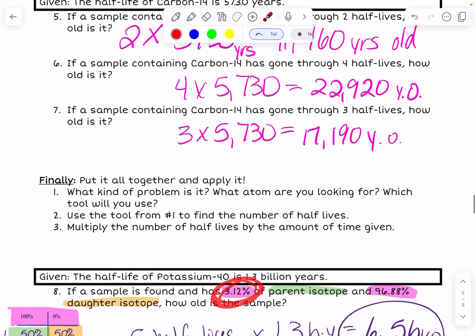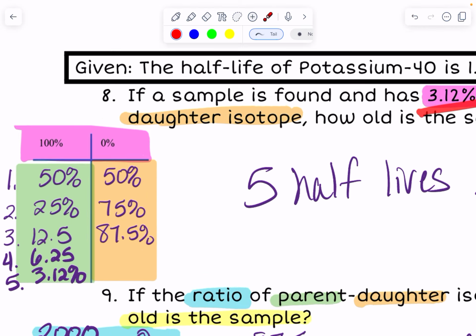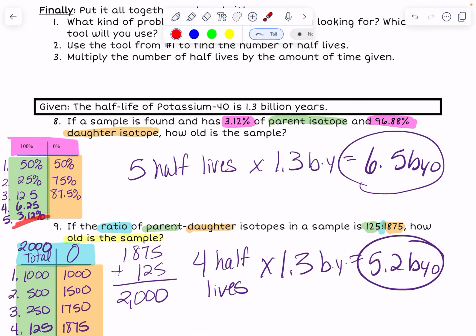So what that tells me is I'm going to have to do a little bit more work. So you see I pasted it there, and I'm looking for 3.12 parent. So I took that 12.5 and I divided it by 2 to get 6.25. I divided it by 2 again to get 3.12. 3.12 is the number I was looking for here. So I know it was 5 half-lives.